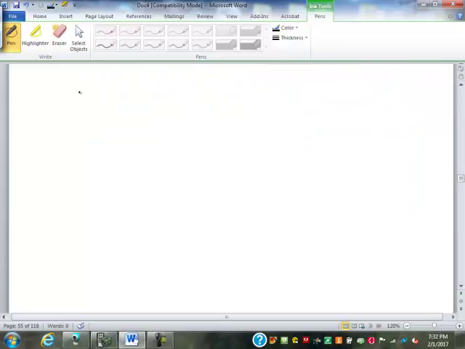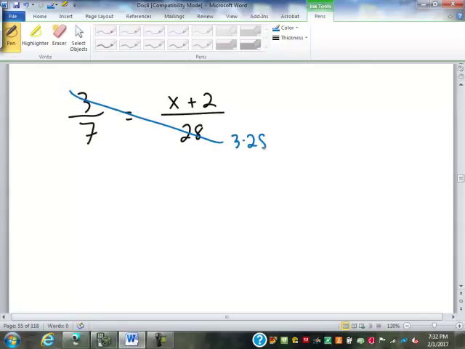We might have 3/7 equals x plus 2 over 28. This one's not quite as simple to solve, but we're still going to cross multiply. 3 times 28, which equals 84.